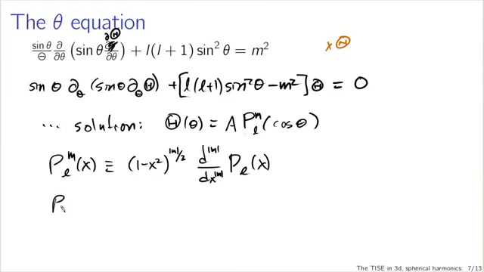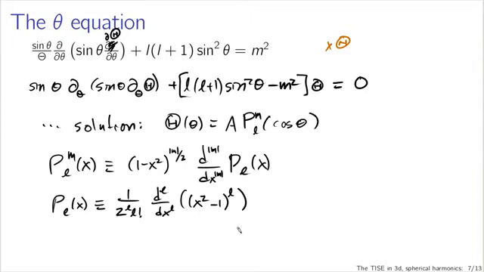But P sub L of x, we have an expression for that as well. That's more or less defined to be 1 over 2 to the L times L factorial as an overall constant out front by convention to make normalization easier, times the Lth derivative with respect to x of the quantity x squared minus 1 raised to the Lth power.